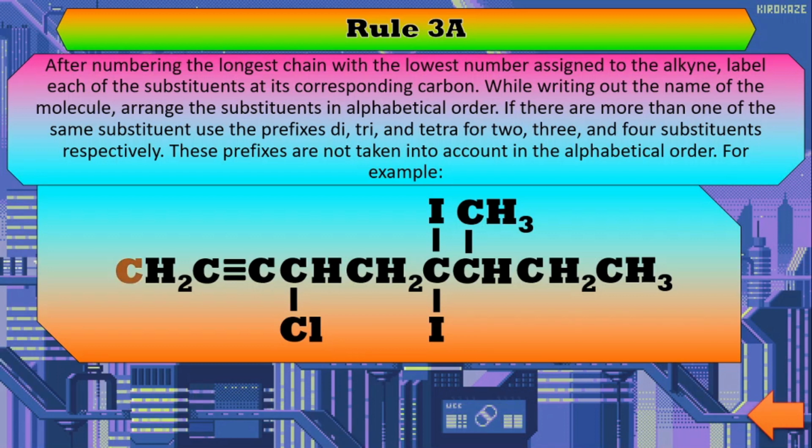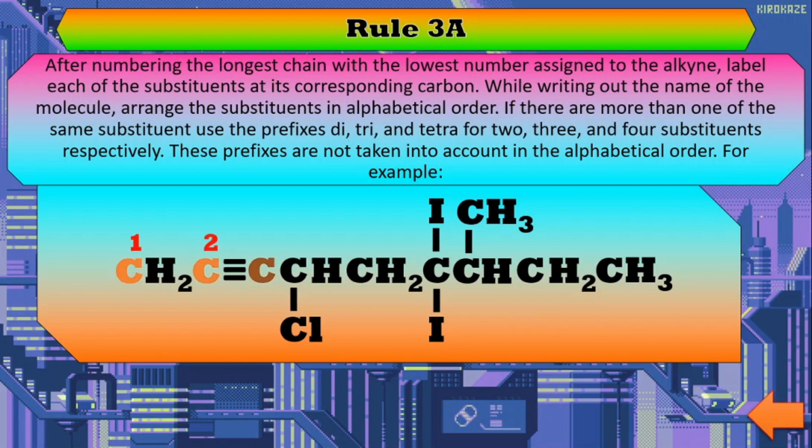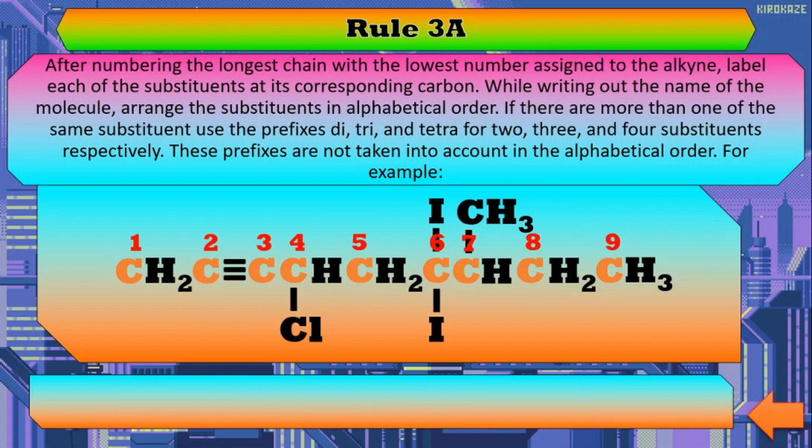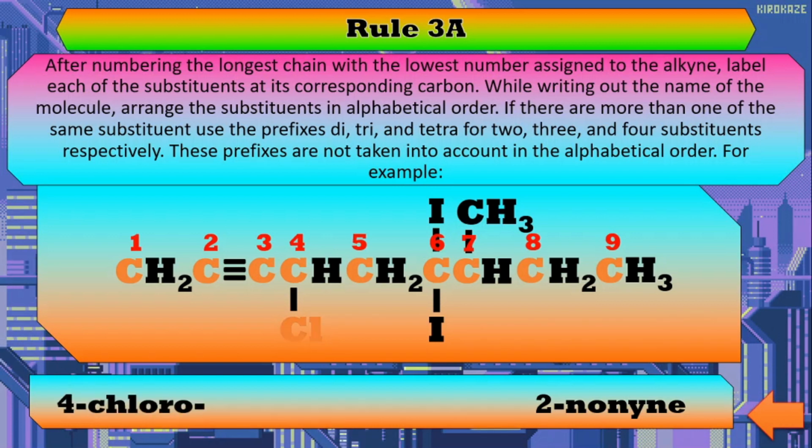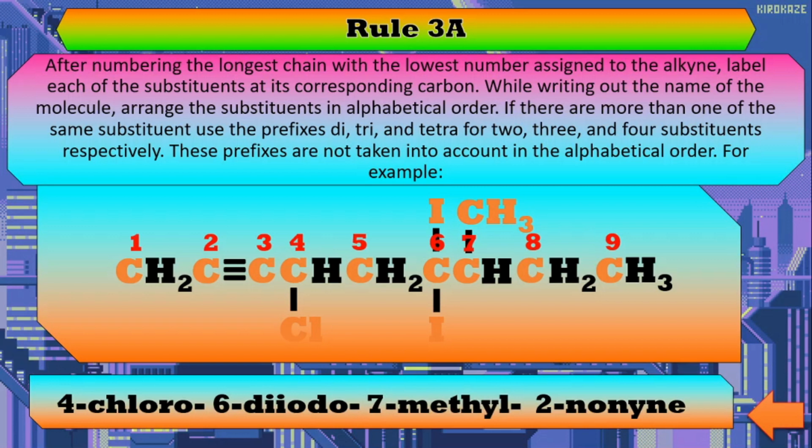For example, that is 2-nonyne, considering the longest chain. First is chloro, for chlorine, and it is attached on the 4th carbon. Second substituent group is iodine or iodo. 6,6-diiodo, since there are 2 iodine atoms attached on the 6th carbon, so we use the prefix di for 2. And the last substituent group is methyl attached on the 7th carbon. So the name of this compound is 4-chloro-6,6-diiodo-7-methyl-2-nonyne.